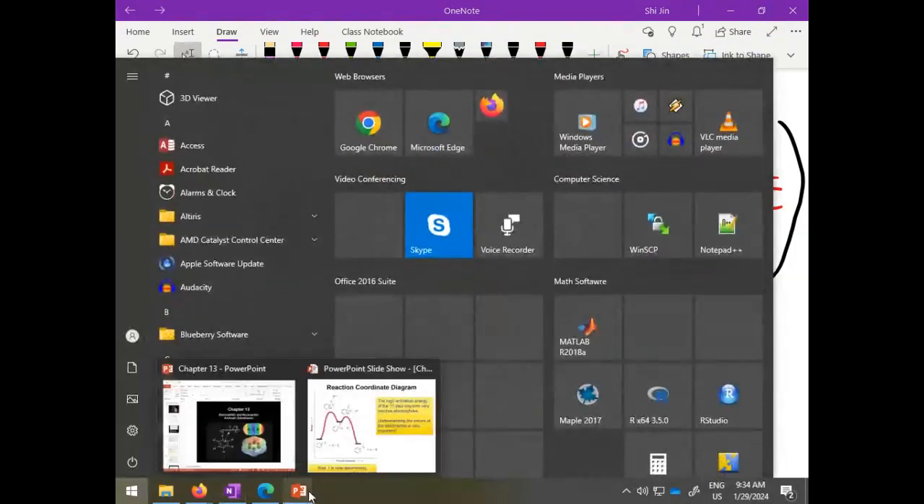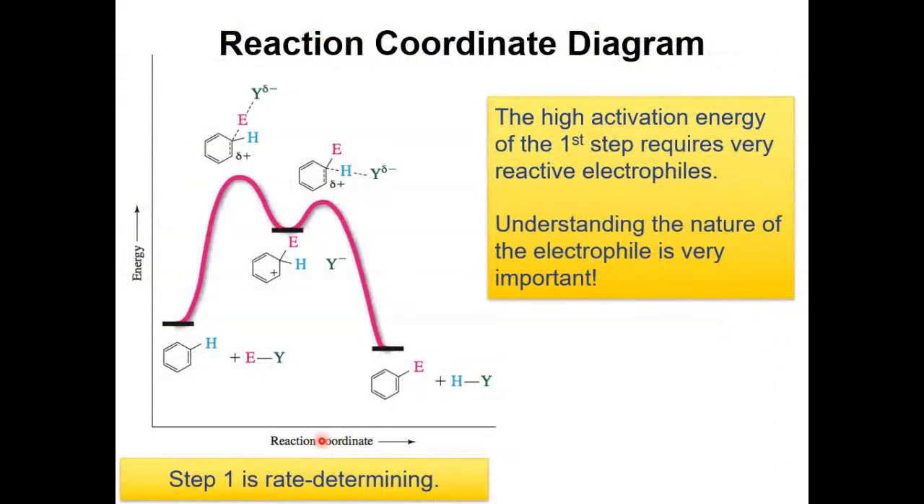The other thing is, as you can see, from here to here is high. You have a pretty high activation energy. That makes such a reaction require highly electrophilic electrophiles. So the next step, we will proceed to understand the nature of the electrophile in each and every reaction. What is the real electrophile in each and every electrophilic substitution reaction?